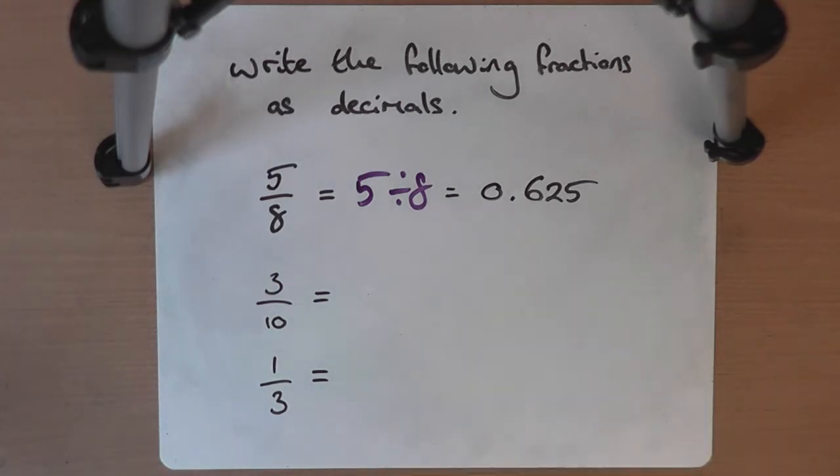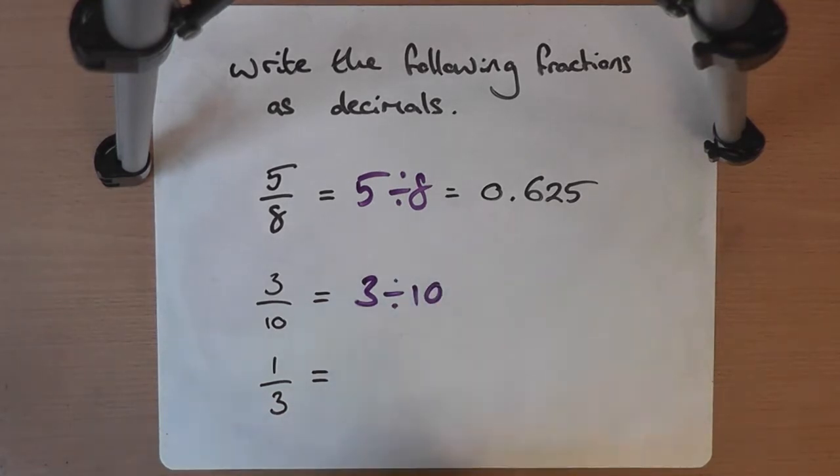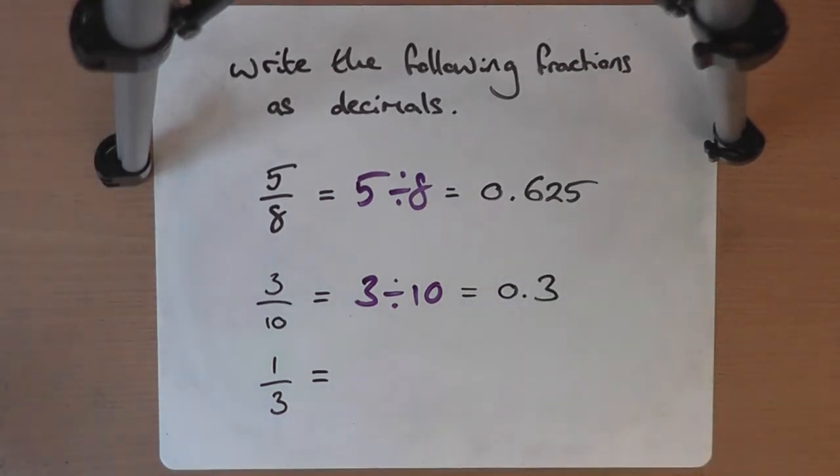3/10, we're going to do 3 divided by 10. Top number divided by bottom number always. 3 divided by 10. We could maybe do that one with our hundreds, tens, units grid, because it's just taking the 3, dragging it down a column, and we're going to end up with 0.3.